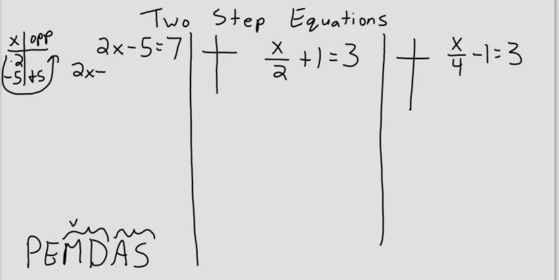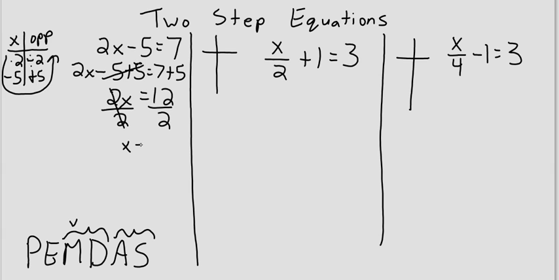So I end up with 2x minus 5 plus 5 equals 7 plus 5. We cancel those two, negative 5 and 5 are 0, and we're left with 2x on the left-hand side, and 7 plus 5 gives us 12. Now we come back to our T-chart. We have multiplied by 2, so we need to divide by 2. So we're going to divide by 2 on both sides, and x will be equal to 6.